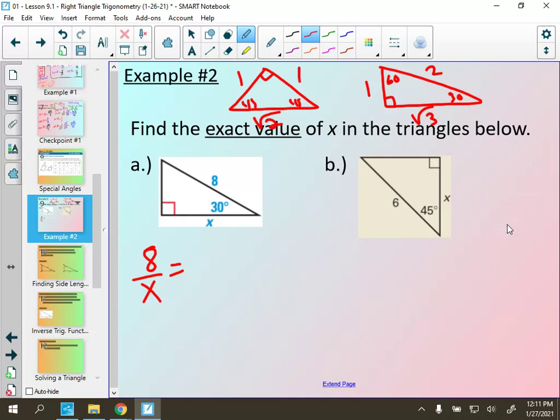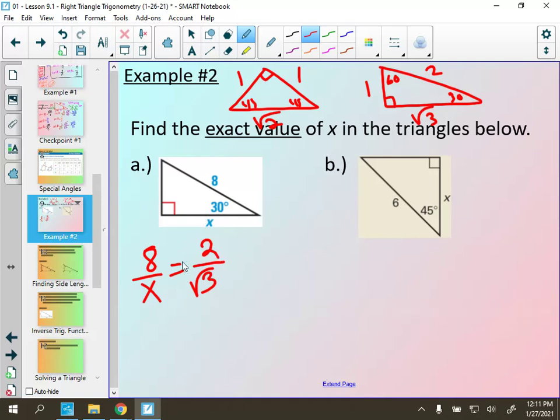So this 8 divided by this x has to have the exact same value as us dividing 2 by the square root of 3. The square root of 3 scares people. I don't like that square root of 3 in there. But that's what the ratio is, right? We're going back to the very beginning when we said each acute angle has its own unique ratio. Well, a 30-degree ratio is 2 over the square root of 3 when I start talking about the hypotenuse and the adjacent side.